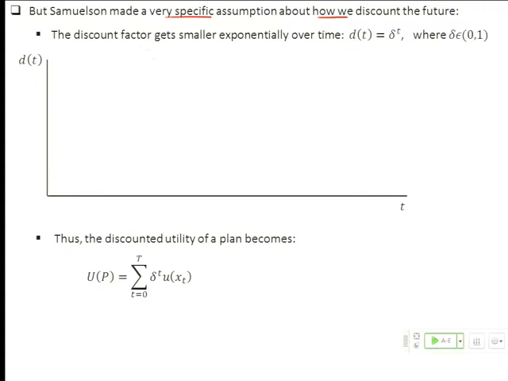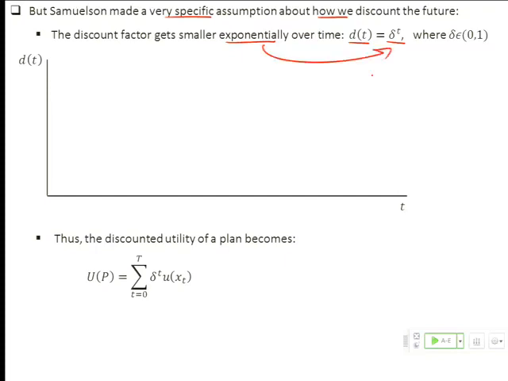Okay? What he said was the discount factor gets smaller exponentially over time, which means mathematically that the discount function D(t) is simply delta to the t, for some delta between 0 and 1. That satisfies the condition that it should be decreasing over time, because each period you're raising this number to a higher power, and when you raise a number between 0 and 1 to a power, it gets smaller. All right, so this is exponential.